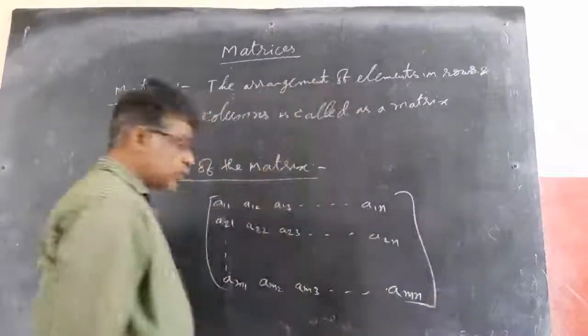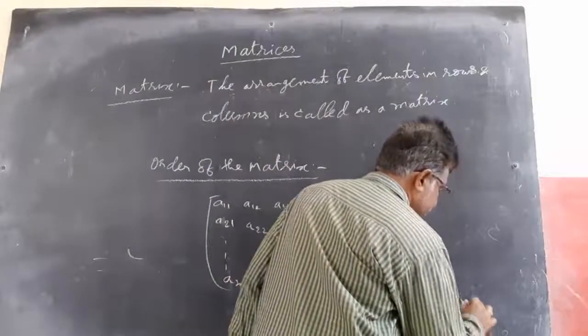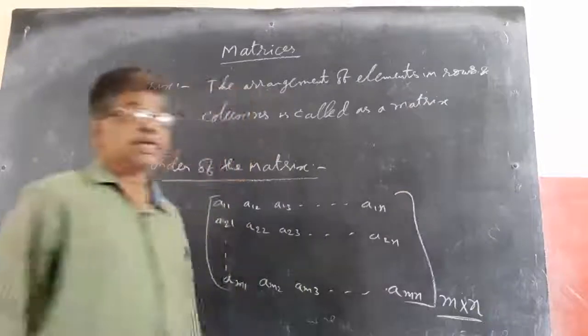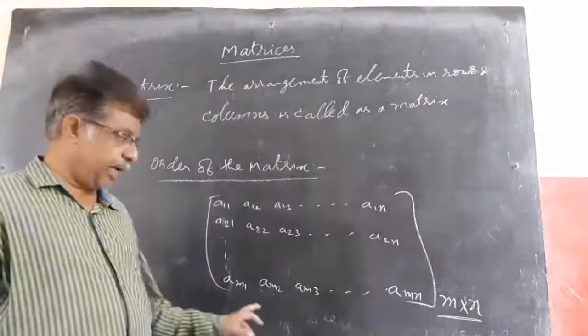So, how many rows and how many columns are there in this? m horizontal arrangements, n vertical arrangements. So the order of this matrix is m by n.